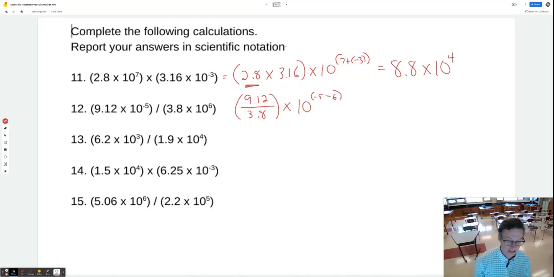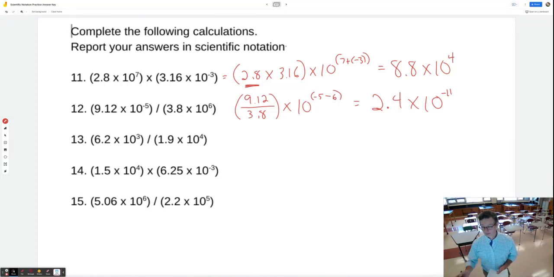Because we're dividing, we subtract, and we're subtracting from a negative number, so it's going to be even more negative when we're done with it. So when we do the division, again, rounded to 2 digits because 3.8 only has 2 digits. It's not 2.8, 2.4 times 10, -5 minus 6 is -11.